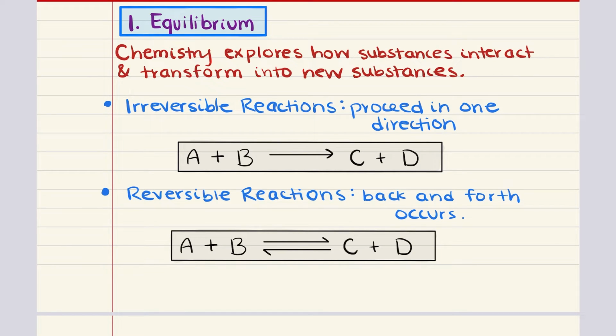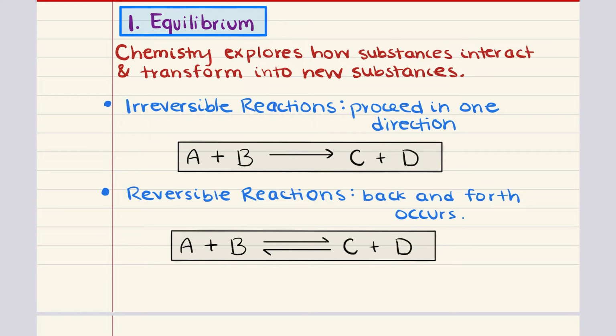Chemistry fundamentally explores how substances interact and transform into new substances. This transformation involves reactants, which are the substances that enter a reaction, turning into products, which are the new substances produced by the reaction. Most chemical studies will focus on understanding the nature of these transformations, which can vary greatly in their behavior and in their outcomes.